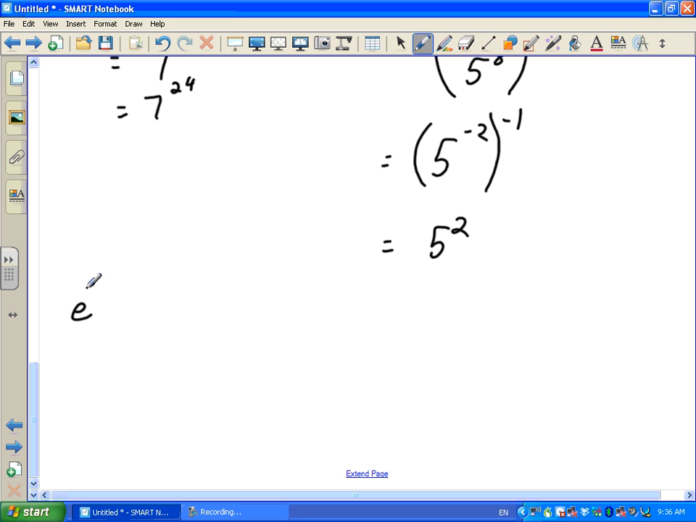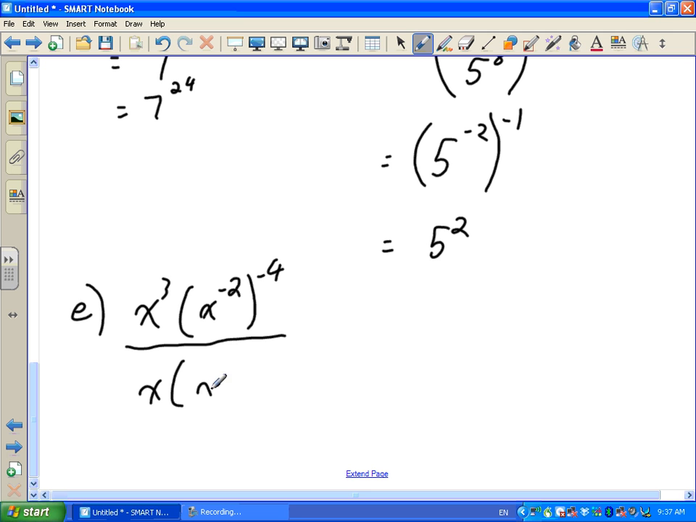E. X to the power of 3 times x to the power of negative 2 to the power of negative 4. X times x to the power of 11. Okay.